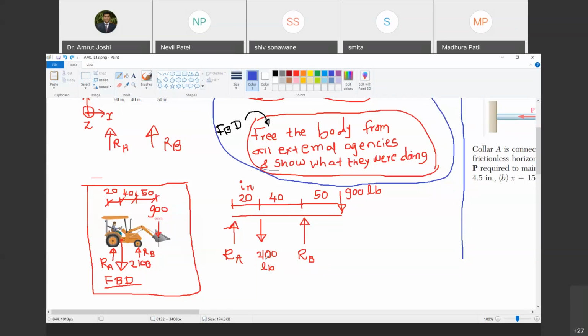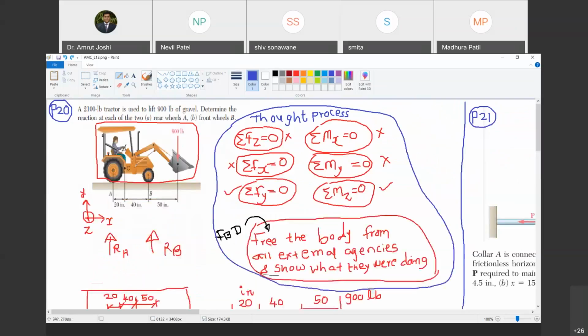Somebody in the last class was confused about whether RA and RB are inclusive of 2100 lb and whatnot. But we have to understand that we have to show all the external forces. What is the magnitude of RA and what is the magnitude of RB? That we will decide based on the equations of equilibrium. Are you with me? Yes, sir. All these dimensions, all these lengths are given in inches.